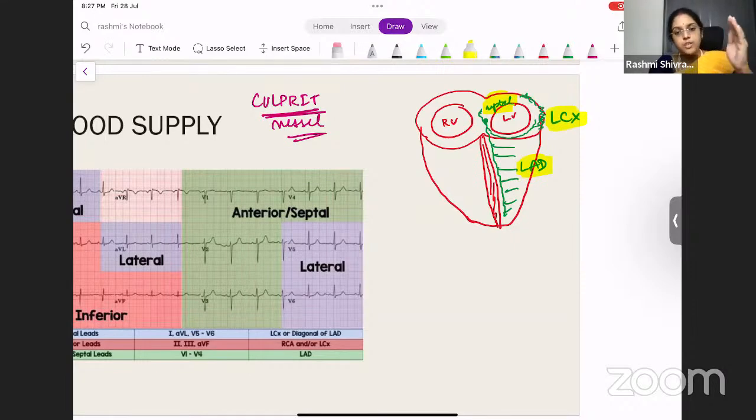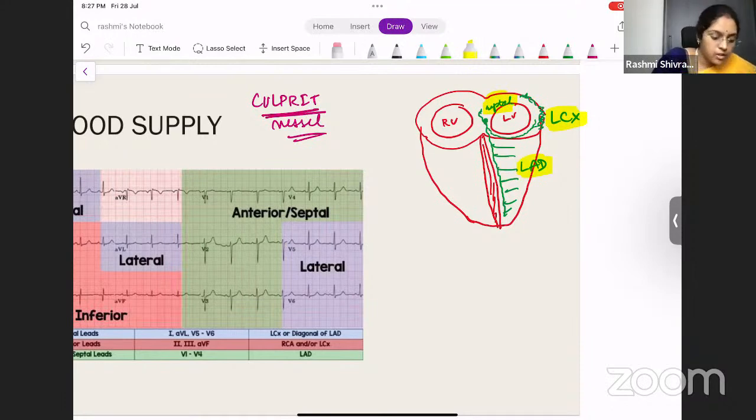So what are the three important branches? The septal branch supplies the interventricular septum, the left anterior descending artery supplies the lateral wall of the left ventricle, and the left circumflex artery supplies the lateral wall as well as some of the posterior wall. So these three are very, very important.